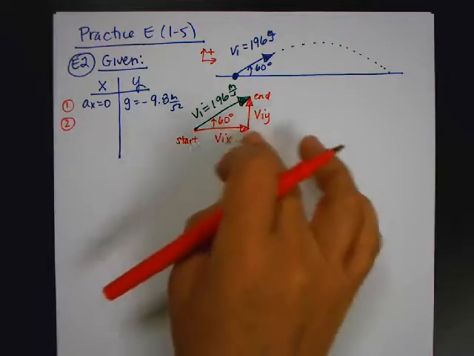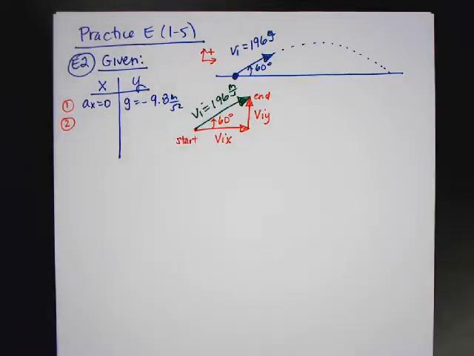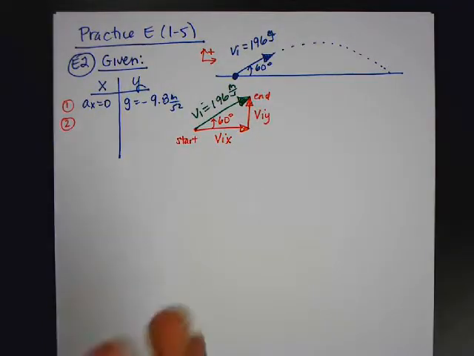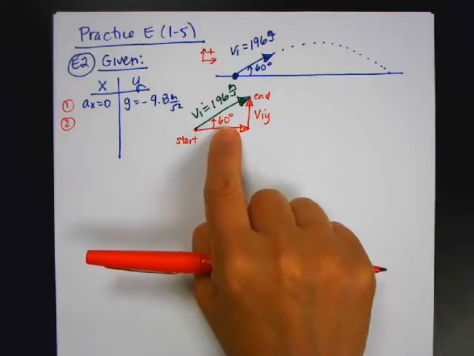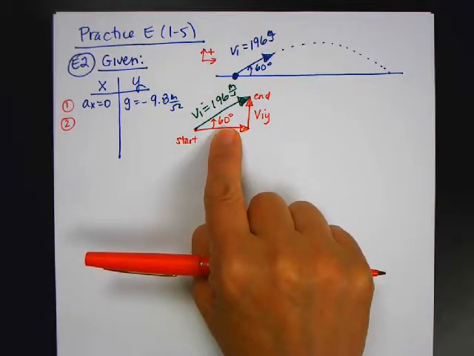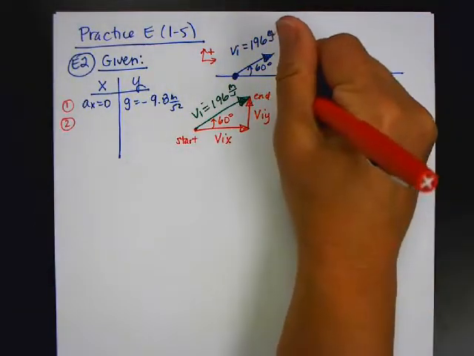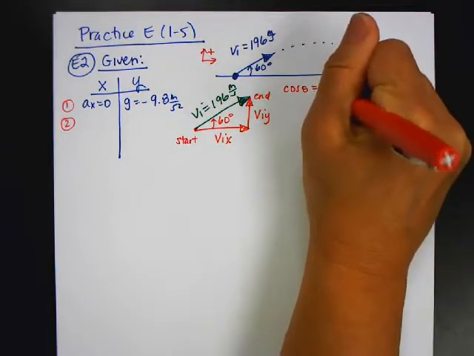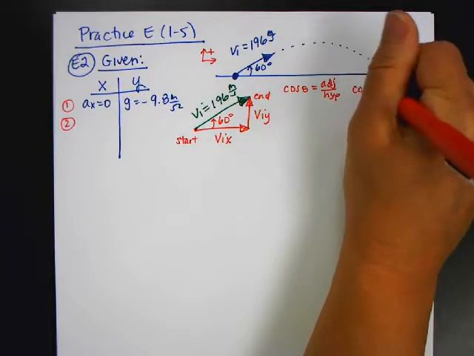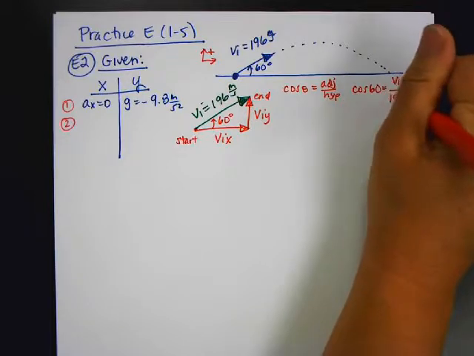Now, some of you feel like, well, I don't have to do this. You know, I already know how to do it, and everyone's different. So how do I know to use sine or cosine? Well, VIX is adjacent to the given angle. So adjacent is cosine because cosine of theta is adjacent over hypotenuse. If you don't know that, write it down. Cosine theta is adjacent over hypotenuse. So in this case, cosine of 60 is adjacent, VIX, over the hypotenuse, which is 196.